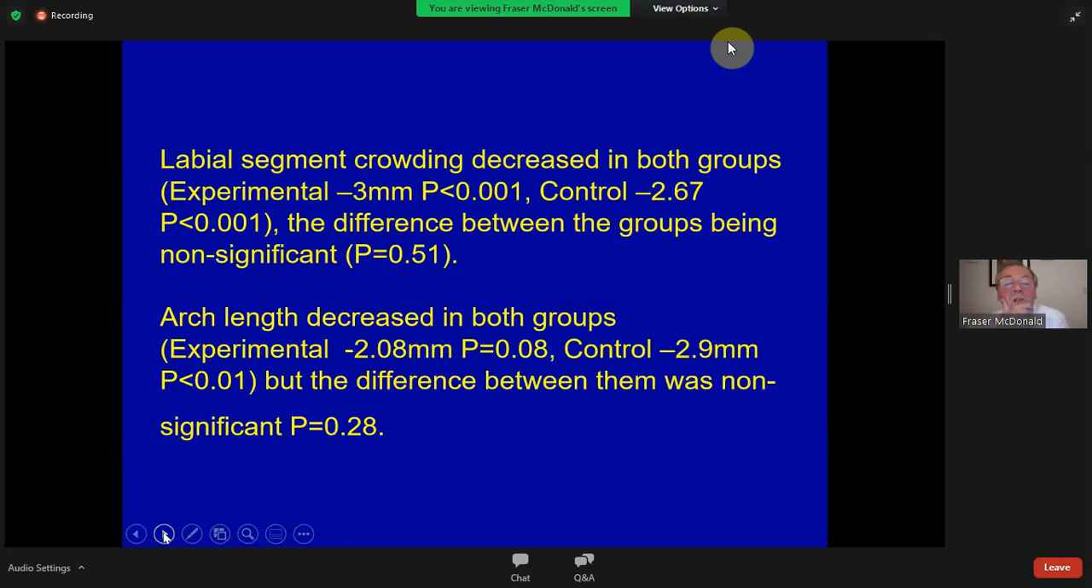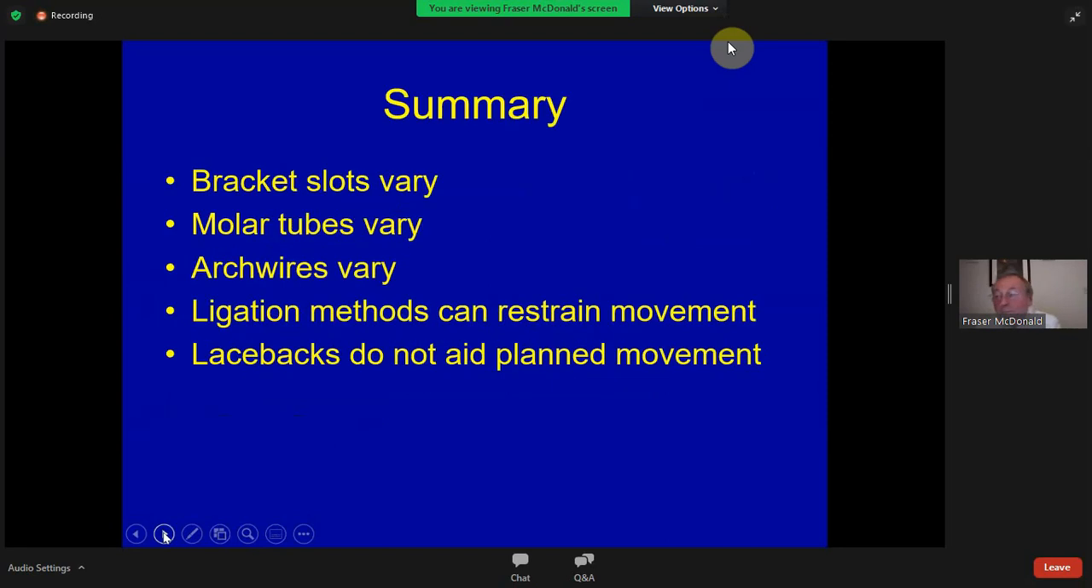We showed that labial segment crowding decreased in both groups, with and without lacebacks. We showed that there's no difference whether the laceback was there. And we showed that the arch length decreased in both groups, no difference. So one of the few things we can actually show is that if you want to drag the molars forwards, you use a laceback. That may be what you want to use.